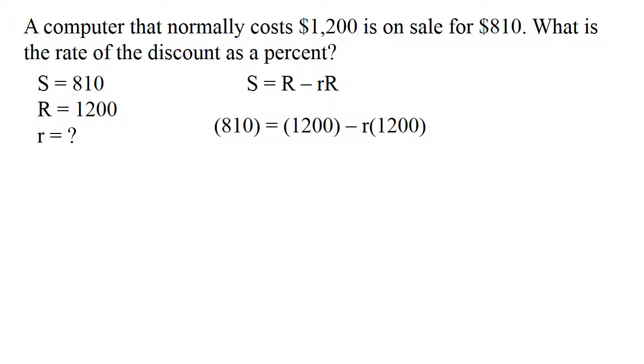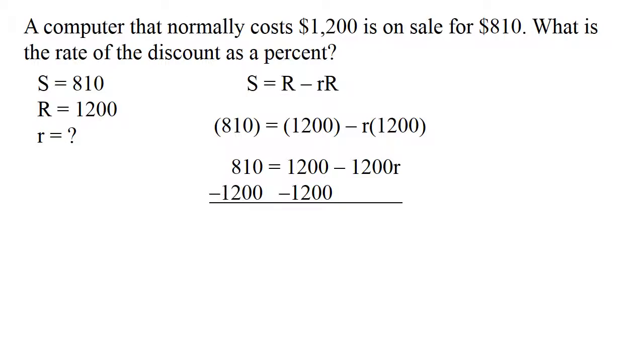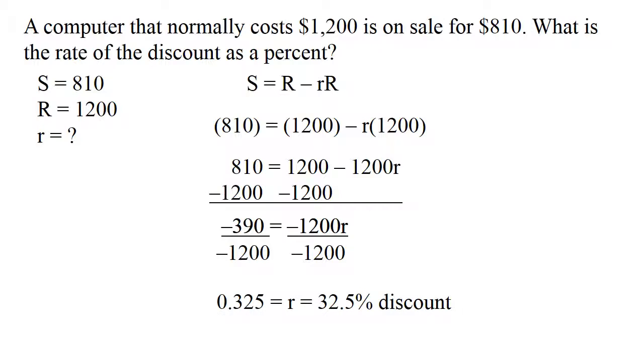And now we're just going to solve this problem. So cleaning it up a little, again, r times 1,200 is just 1,200r. So I need to get rid of that constant value. So subtract 1,200 from both sides to get rid of the constant. And now to get rid of the coefficient, we're going to divide both sides by negative 1,200. Make sure you didn't lose that negative sign on the 1,200r when we did that first step. And then we divide, and we get 0.325, which translates into a 32.5% discount.